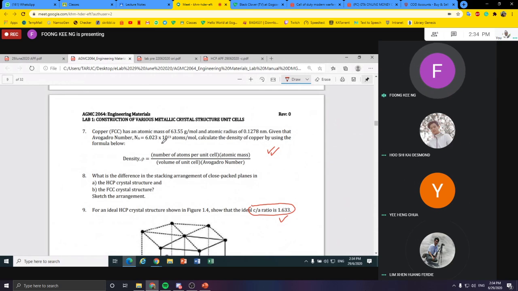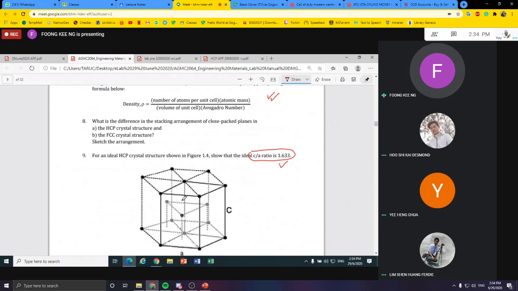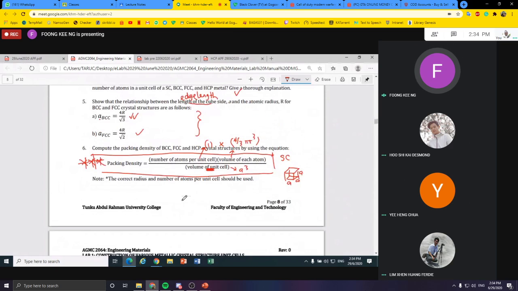This is on your own calculation. Once you get the ratio c/a, then you can find your APF for HCP. What's the value? 74.